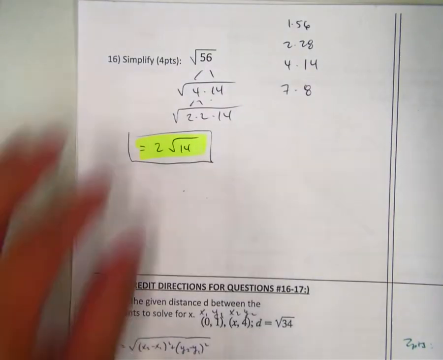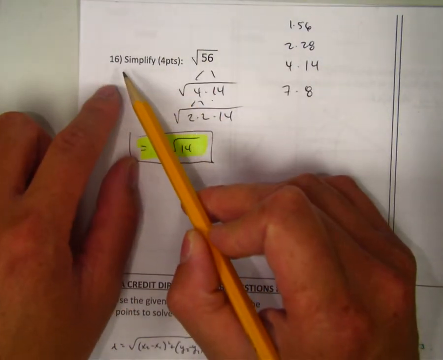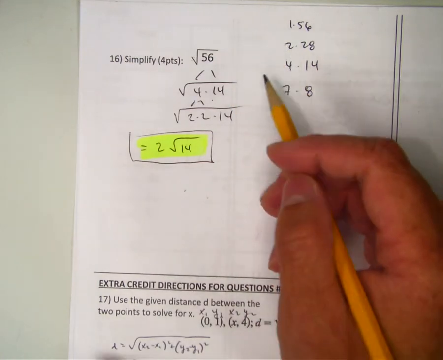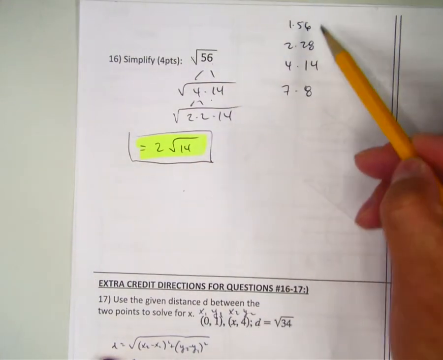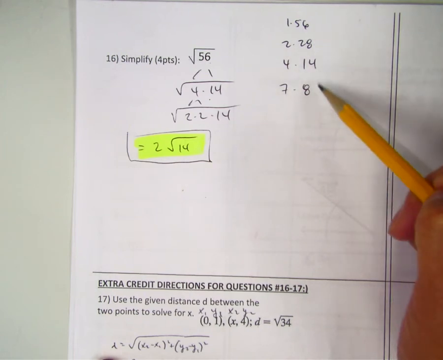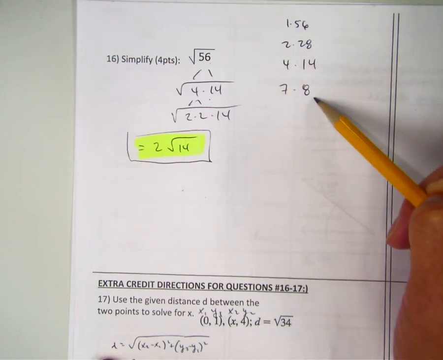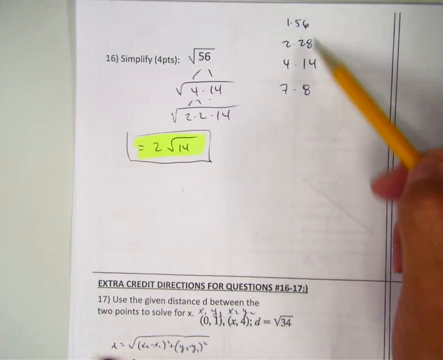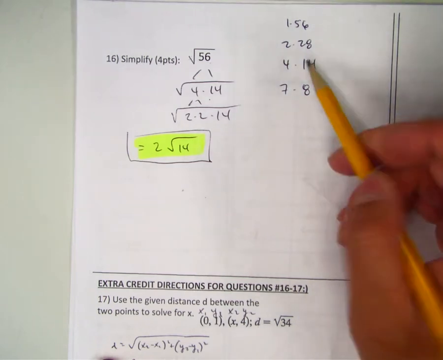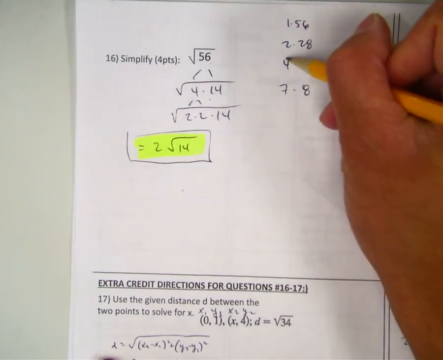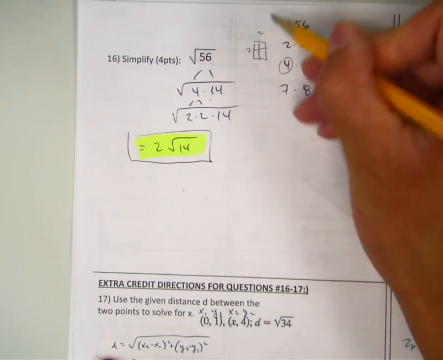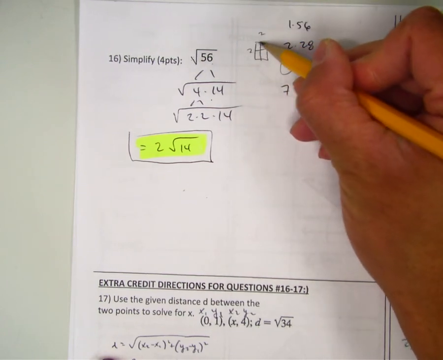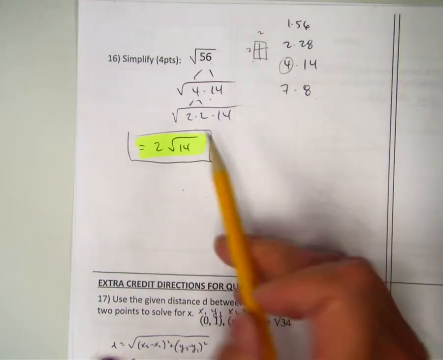Question number 16. This one says to simplify the square root of 56. I wrote down all the factors, numbers that multiply to be 56. You can start at any of these, but 4 and 14 is the best one because 4 is a perfect square. These two numbers will be the same. Do you see it? 2 boxes this way, 2 boxes this way.